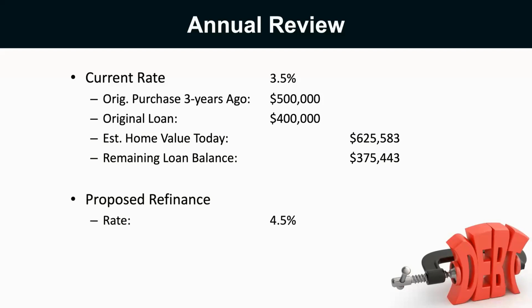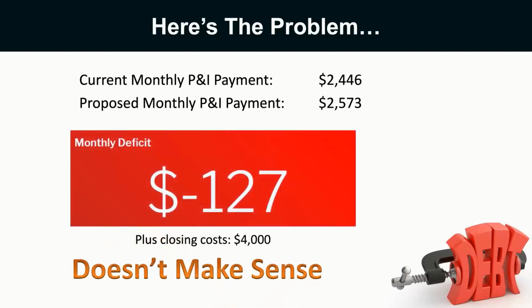So the interest rate in the current market is at 4.5%. So if you're looking at this, you'd say, who in their right mind is going to go from 3.5 to 4.5%, and they're not even paying mortgage insurance, why would that happen? And I don't blame you for thinking that way because their payment's going to increase. The payment's going to increase by $127 a month, but there's more.